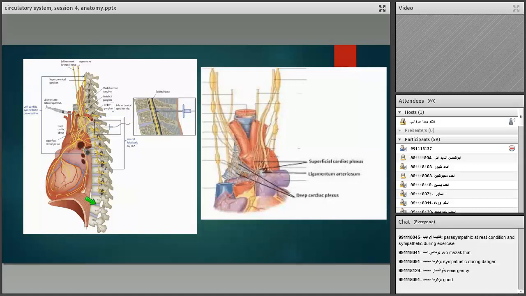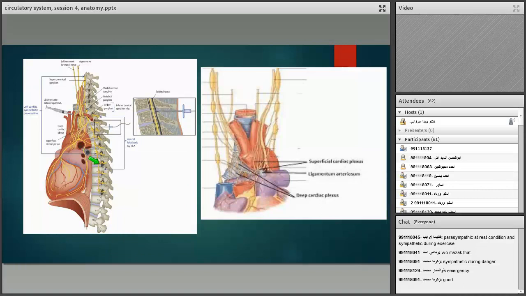The branches of the sympathetic nerve come into the cervical ganglions, superior, middle, and inferior, and after that they send some branches to the heart from each ganglion, on the right side and left side. Also, the spinal nerves of T1 to T5 send some sympathetic branches to the cardiac plexus.